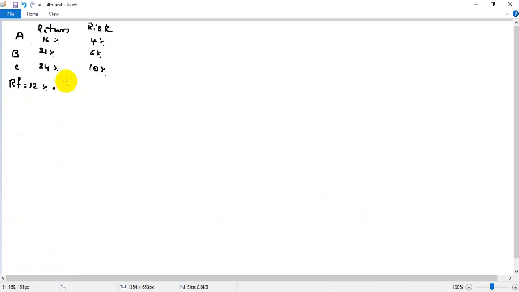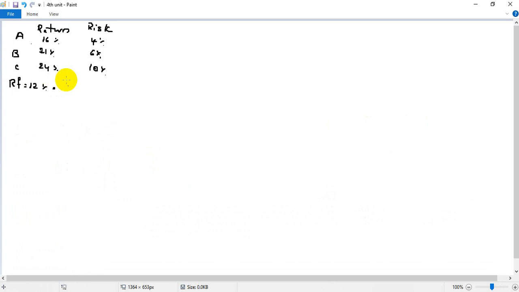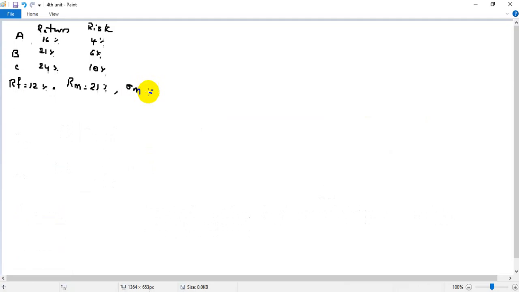And return of market portfolio is 21%. So RM has been given as 21% and the risk of market portfolio is 9%.